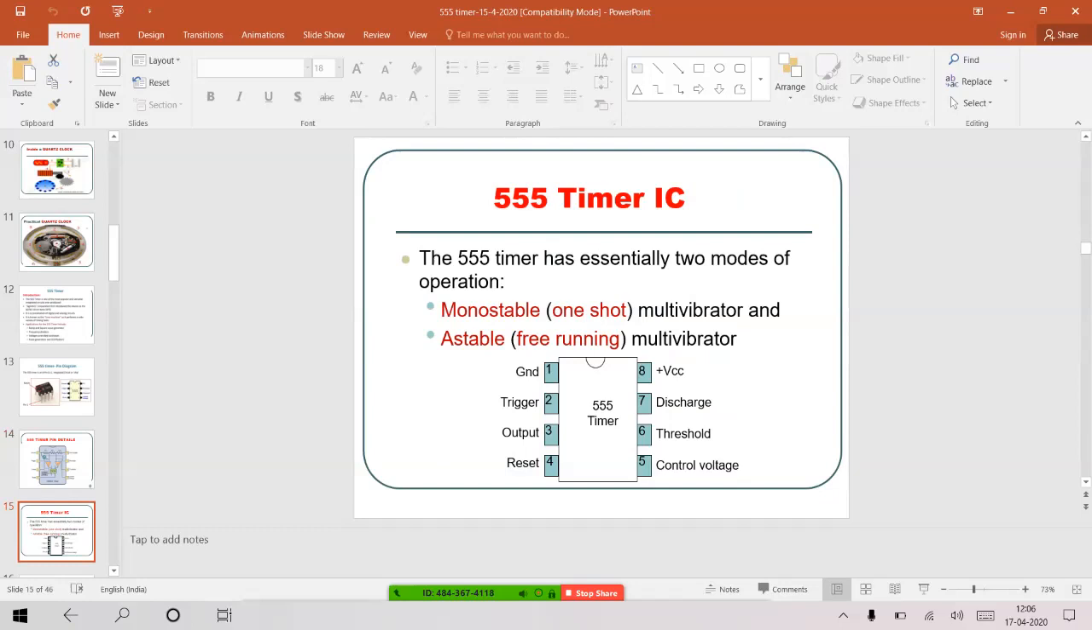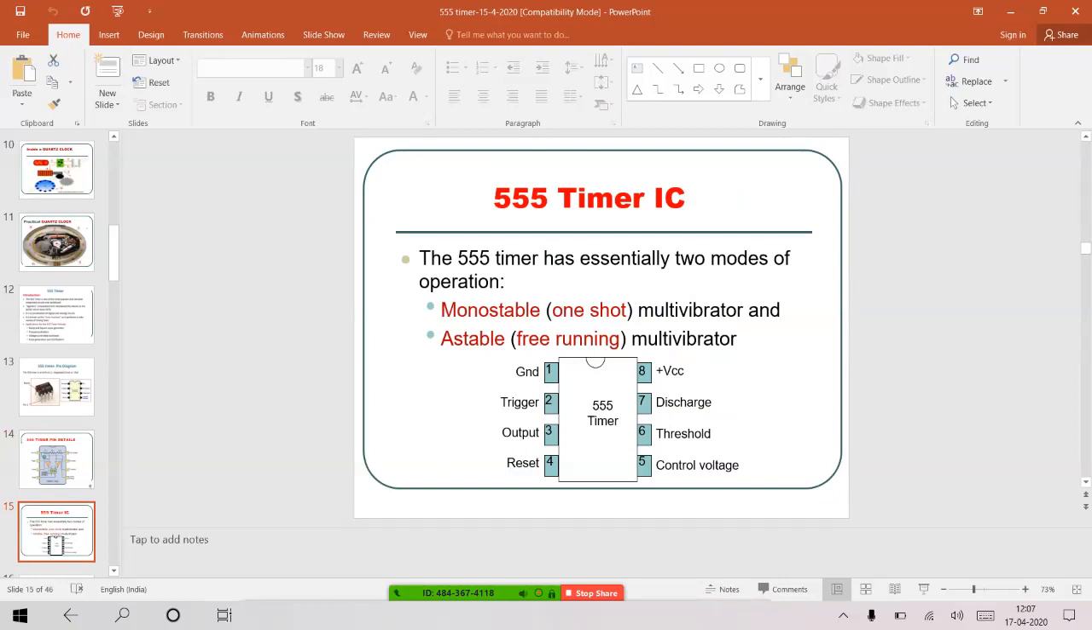Three modes, bistable also it is there, but we don't have much application, and it is out of scope. And monostable, astable only, those are there for your study. So monostable is, mono means one. So this is also called a one shot multivibrator, right?